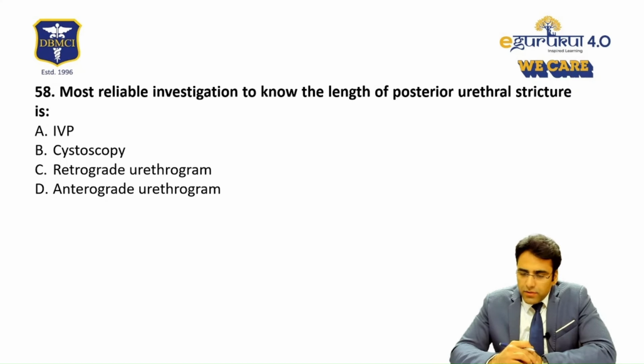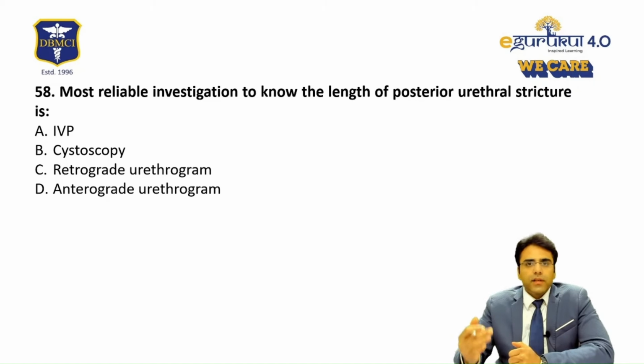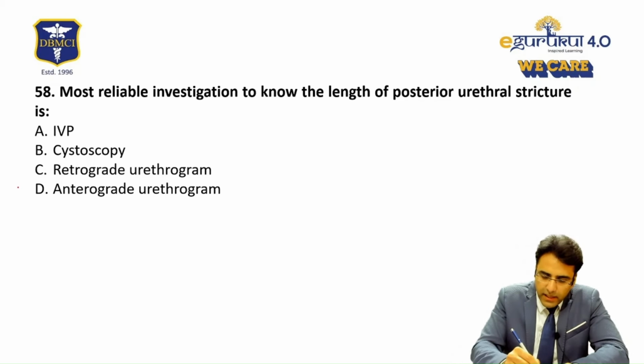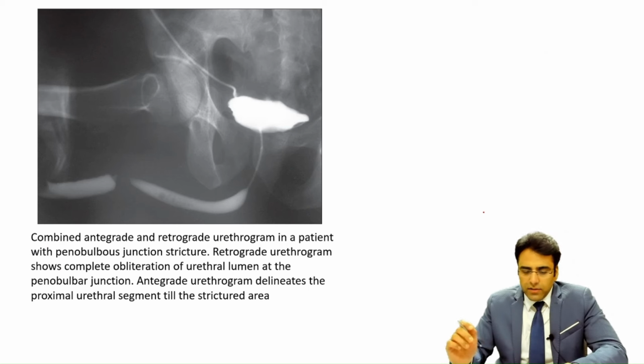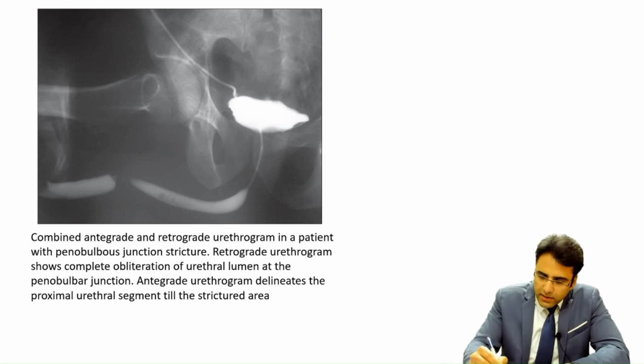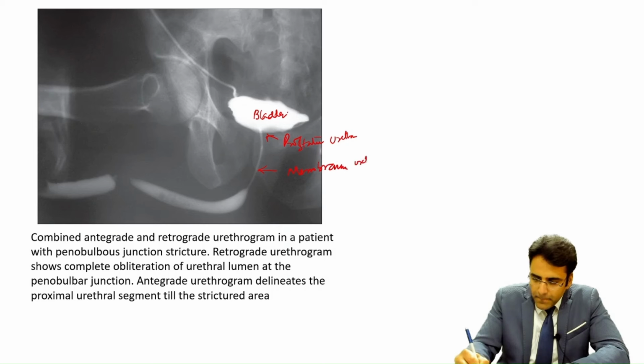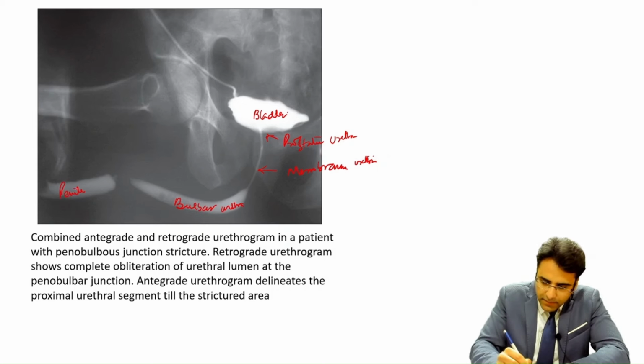Most reliable investigation to know the length of posterior urethral stricture, that is proximal urethral stricture, is anterograde urethrogram. Now you see in this patient, this is the bladder. This is the prostatic urethra. This is the membranous urethra. This is the bulbar urethra. And this is the penile urethra.